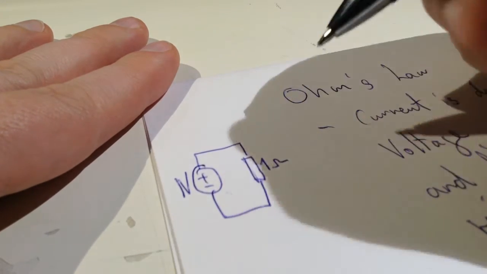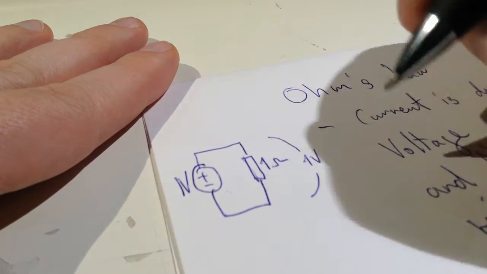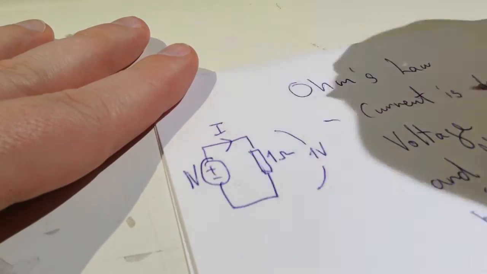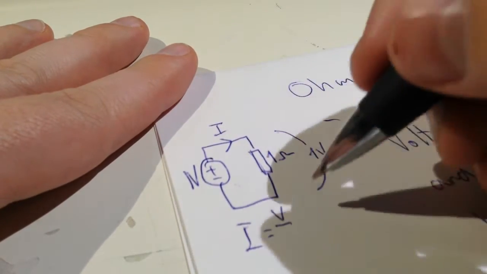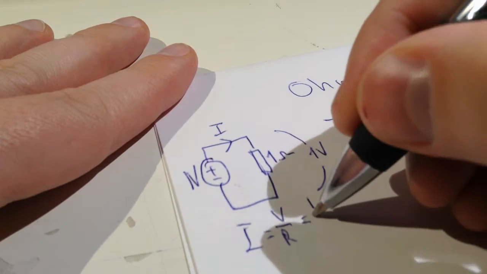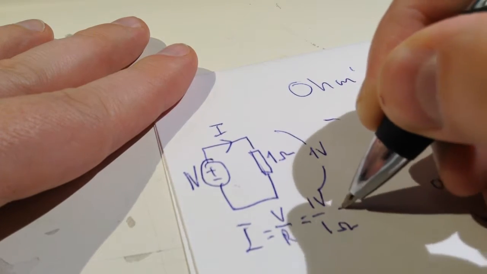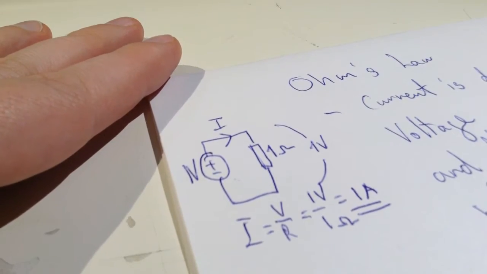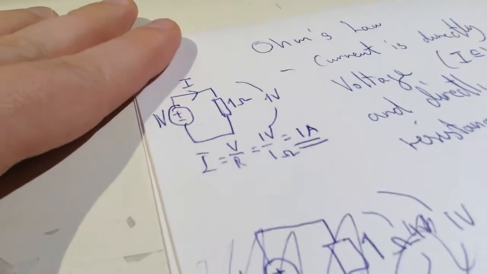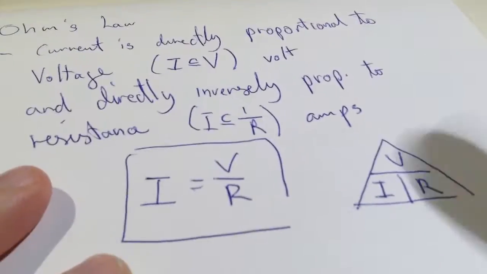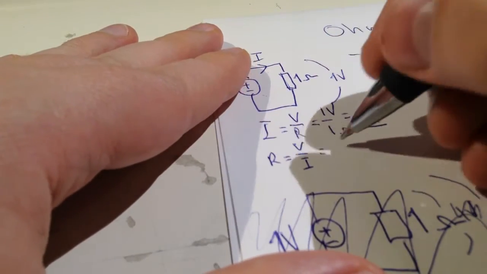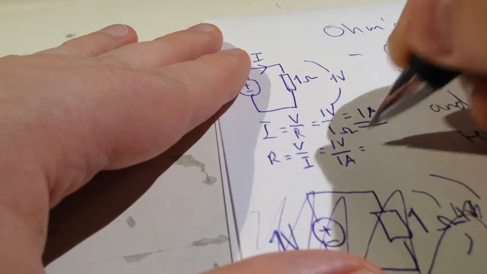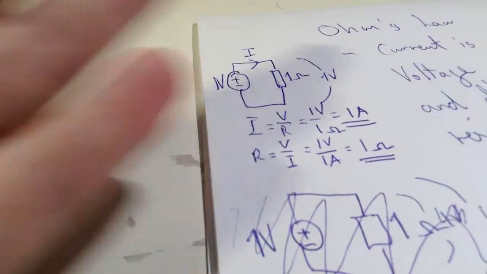So let's take an example. You have 1 volt input and you have 1 ohm resistance, and the current is then voltage over resistance. That's 1 volt over 1 ohm, and that's 1 ampere. So it's very straightforward. Let's say we want to find R, so you put your finger over R and you get V over I, and that's also 1 ohm in this circuit.